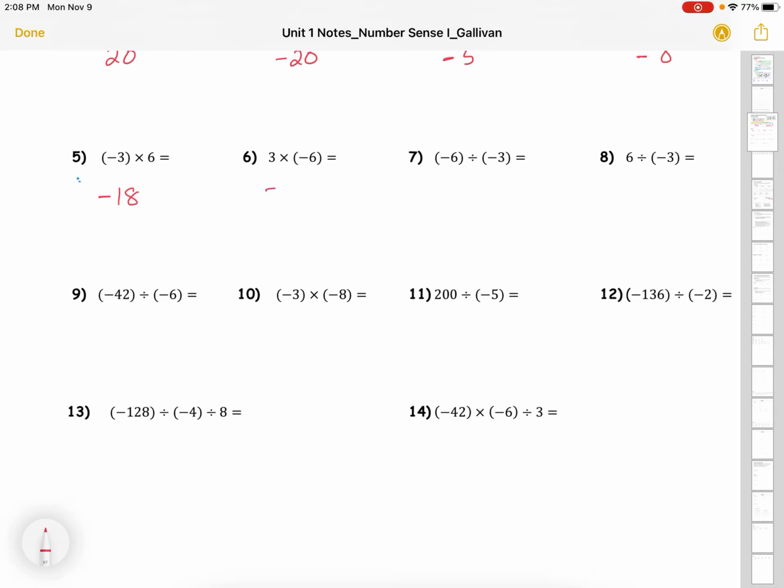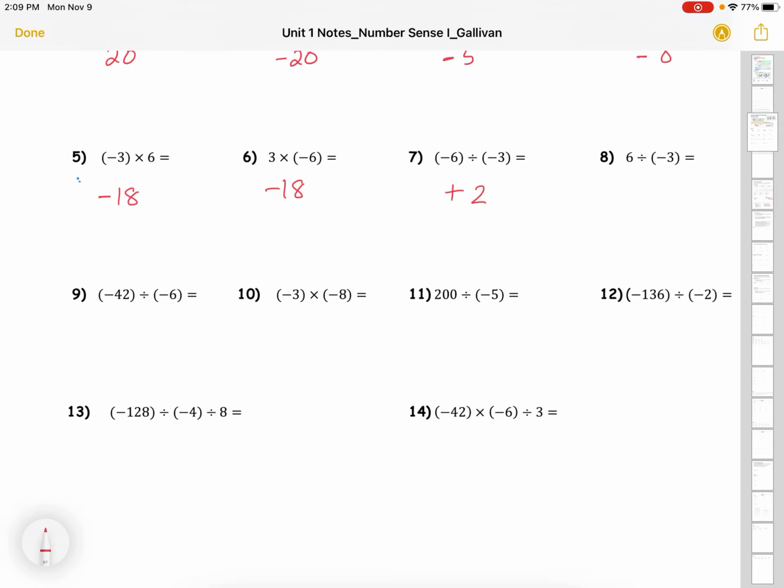Now here, I have 3 times negative 6. Here I had negative 3 times positive 6. You'll notice I get the same answer. This is related to the commutative law, but it doesn't really matter what order we have it in and where that negative sign is. Okay. Here I have negative 6 divided by negative 3. They're both negative, so I'm going to get a positive answer, and it will be equal to 2.